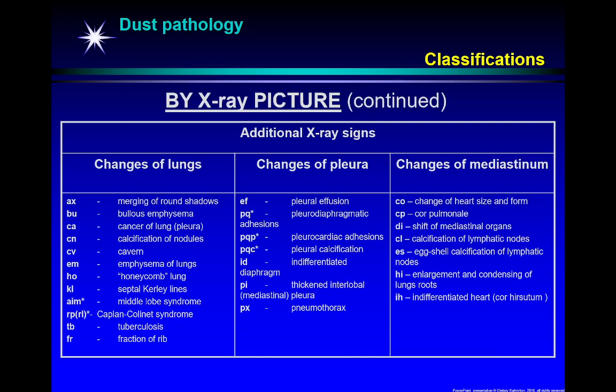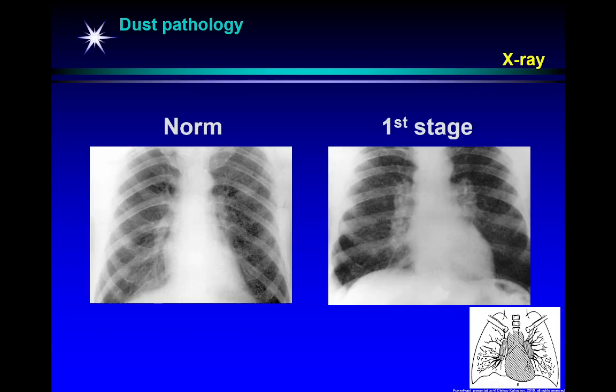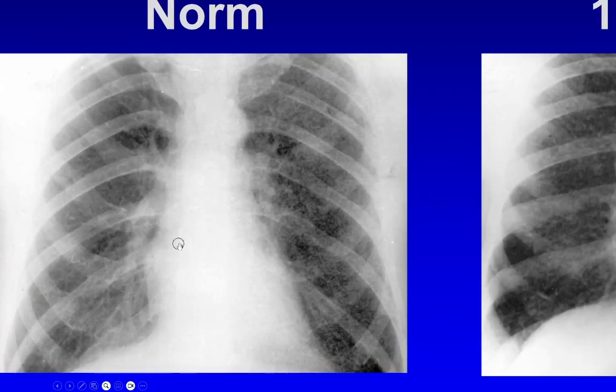And those of you who prepare for medical radiology, more specifically for X-ray evaluation, might be interested in this classification because it's international and should be applied in any country. By X-ray, it's possible to distinguish the X-ray stages of pneumoconiosis. As you can see on the left, it's a normal X-ray, for instance, of one of my former students. Now he's a doctor in Great Britain.